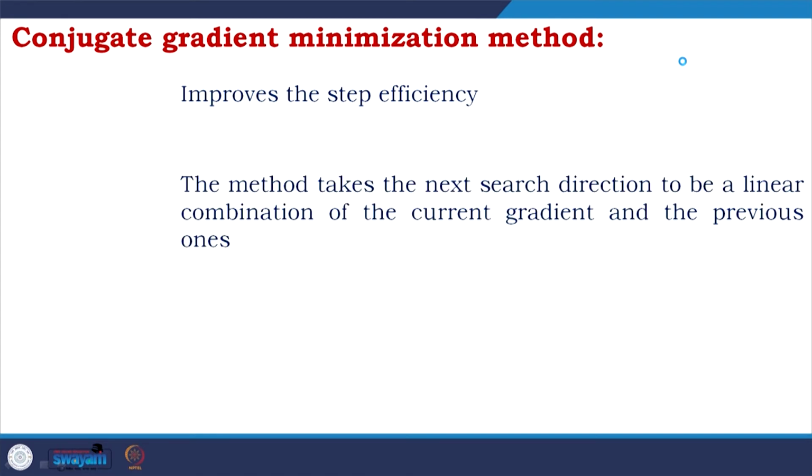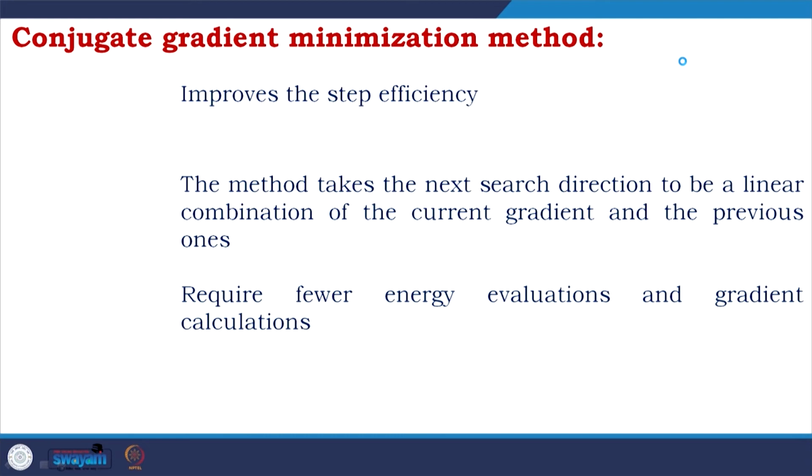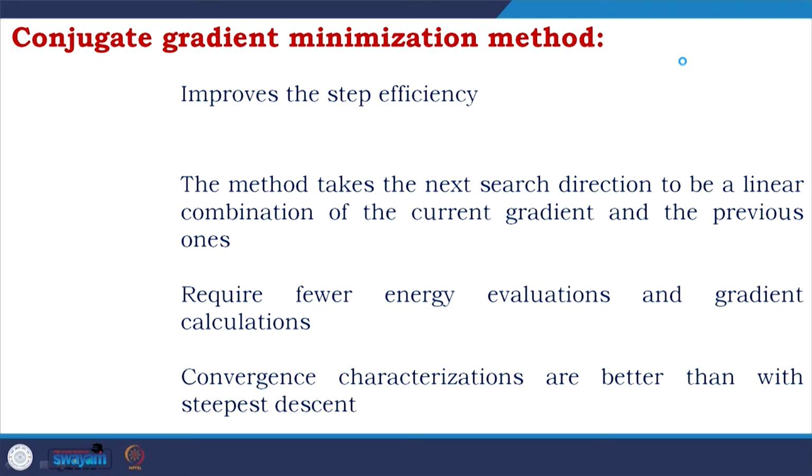The method takes the next search direction to be a linear combination of the current gradient and the previous ones, requiring fewer energy evaluations and gradient calculations. Convergence characteristics are better than with steepest descent.